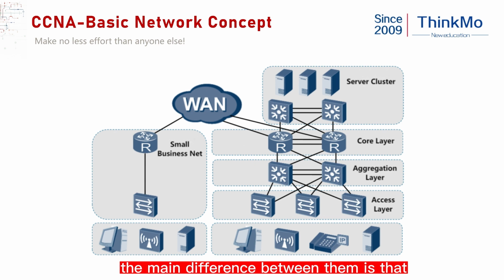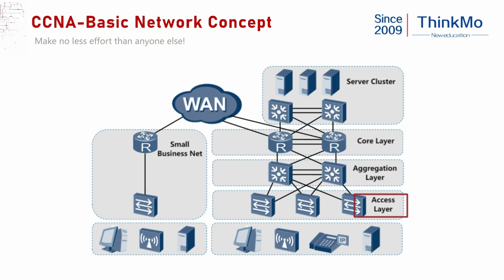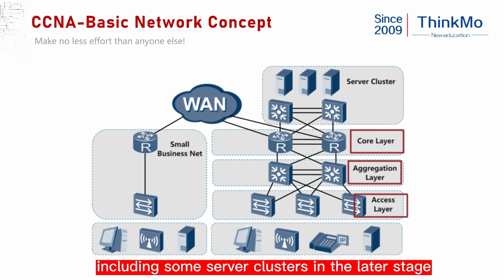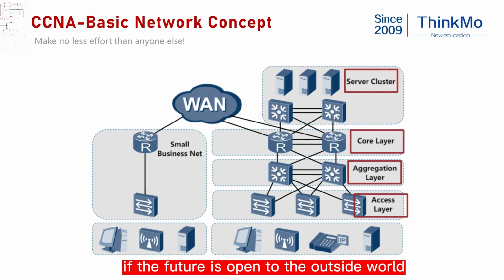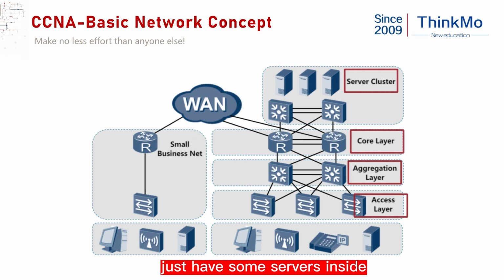The main difference between them is that for large networks, it will be hierarchical. What levels? You can see it written here. Access layer, convergence layer, core layer, including some server clusters in the later stage. If in the future it is open to the outside world and I want to provide some access services, we'll mention server clusters. But now everyone knows there are just some servers inside.